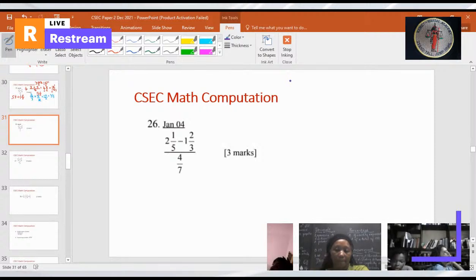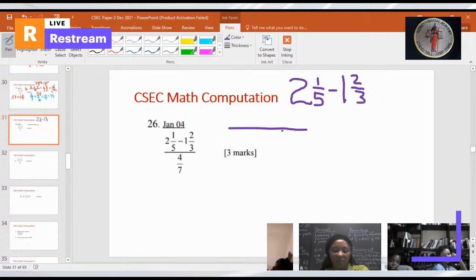Miss, you would start with the numerator first. All right, so it's 2 and 1/5 minus 1 and 2/3. Yes, miss. You would draw the line. Then you would put 15. Why am I putting 15?